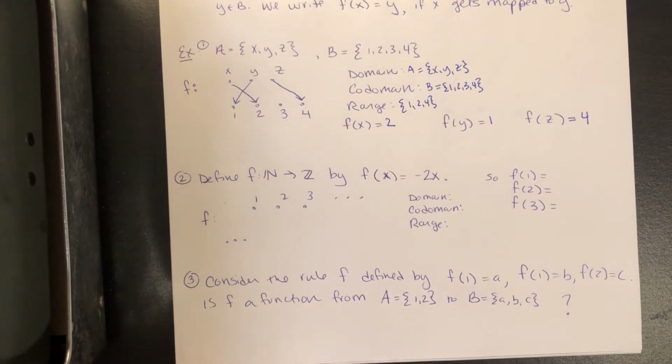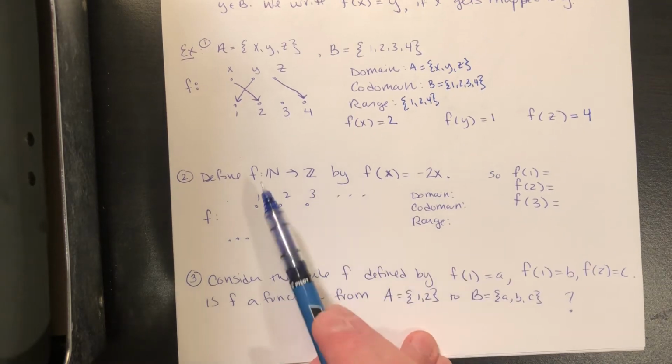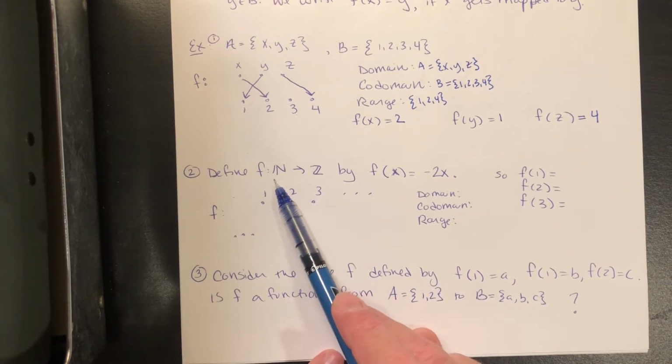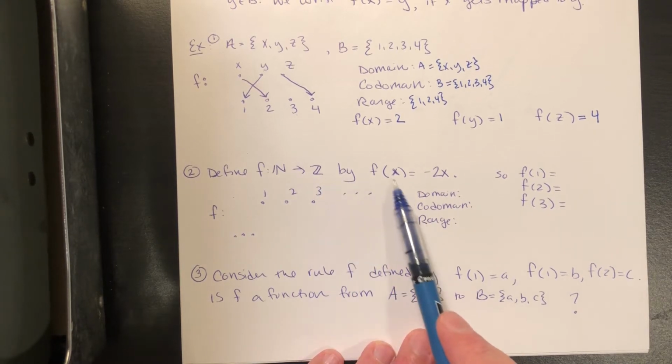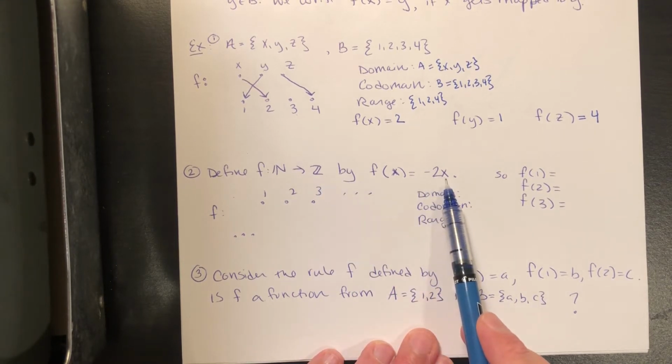Now, sometimes it's easier to describe a function as an equation if the function is following some particular rule. So let's define a function f from N to Z, remember this is the natural numbers to the integers, by f of x is equal to negative 2x.